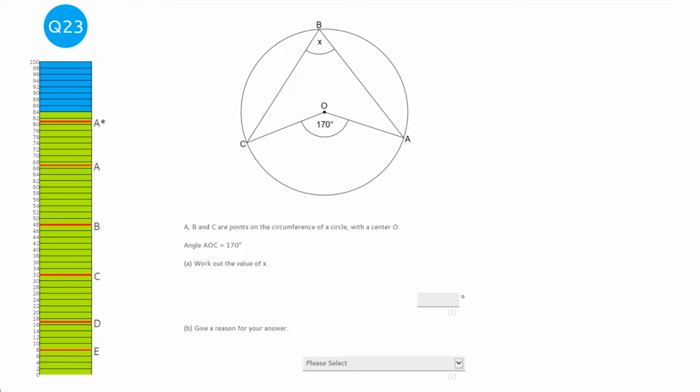So we've got a circle theorem question here. We are given the fact that it's 170 degrees at the centre, and we're asked what it's going to be at the circumference of the circle. Now, I know that this circle theorem is the angle at the centre is twice the angle at the circumference. So therefore, if it's 170 in the middle, then it's going to be 85 at the circumference.